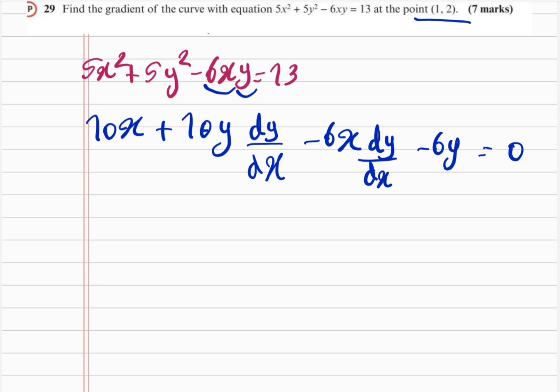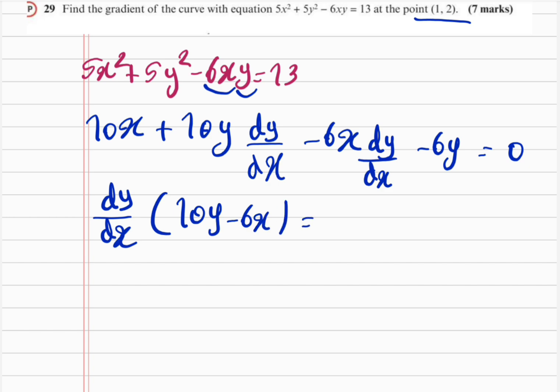Okay, now at this point, the next thing that we always do in implicit differentiation after differentiating is rearranging and writing dy/dx in terms of x and y. And normally we need to factorize. So in this case, we need to take a factor of dy/dx on the left hand side, and that's going to be 10y minus 6x is equal to. Now I'm going to move everything else that doesn't have dy/dx to the right hand side. That includes minus 10x plus 6y.